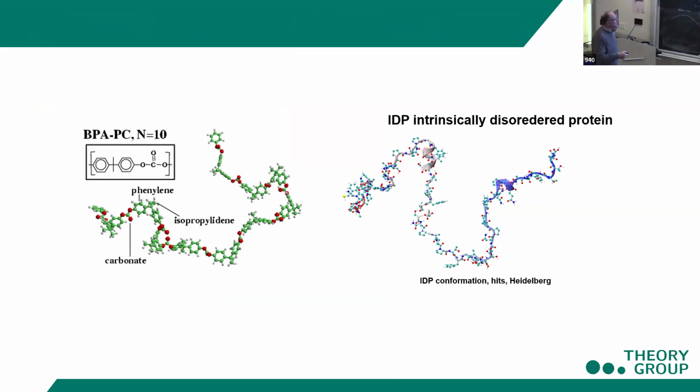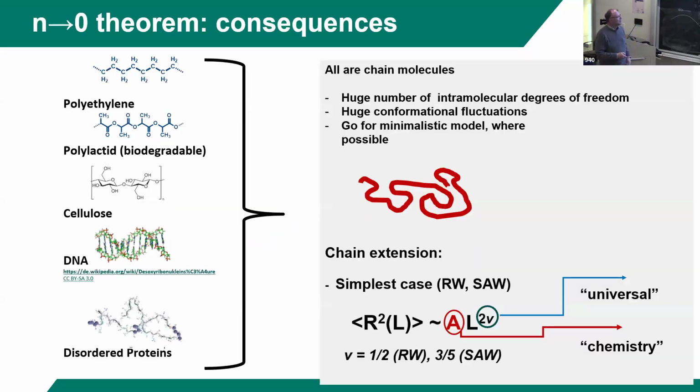So that means that this polycarbonate and this intrinsically disordered protein in solution, for instance, essentially behave the same. There's a prefactor in between, but all the rest is the same. Sorry, I'm not from this field.